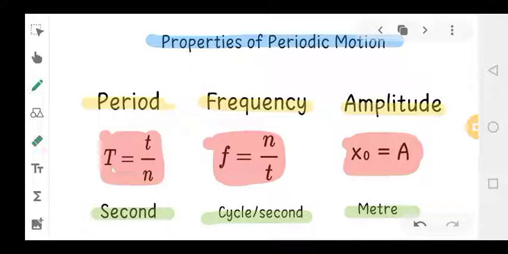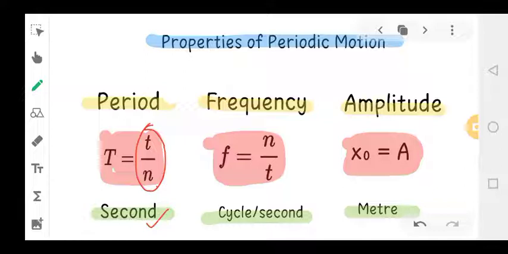What do you mean by period? We say it is the time taken for a body in a periodic motion to complete one cycle. That is time over number of cycles. So the time taken to perform a cycle is the period, and it is measured in seconds.